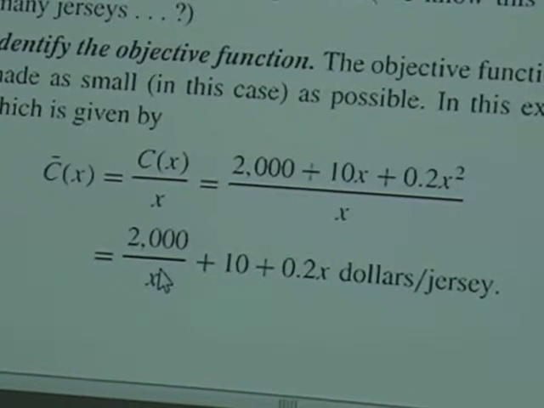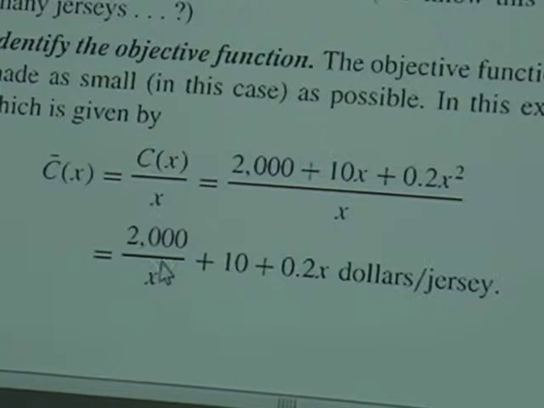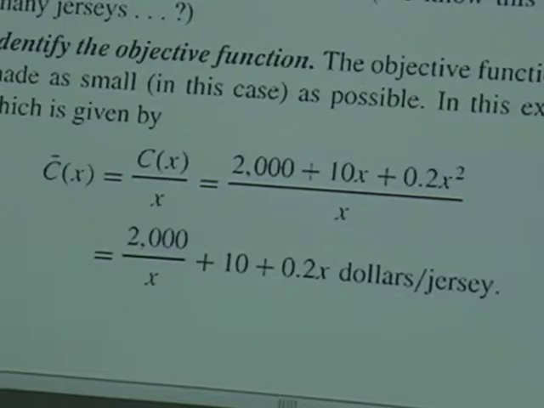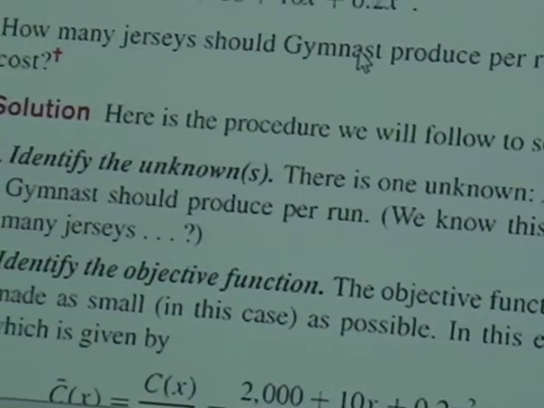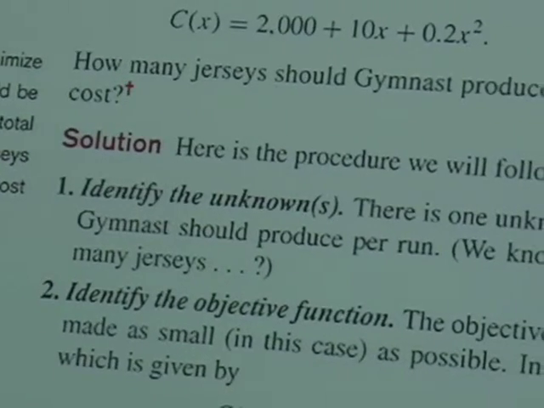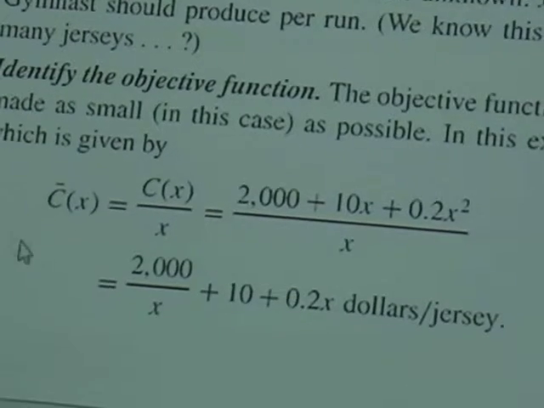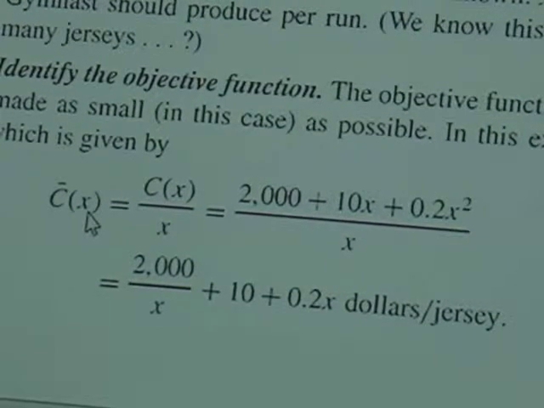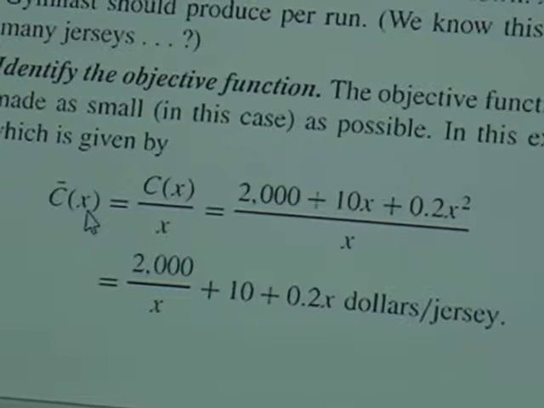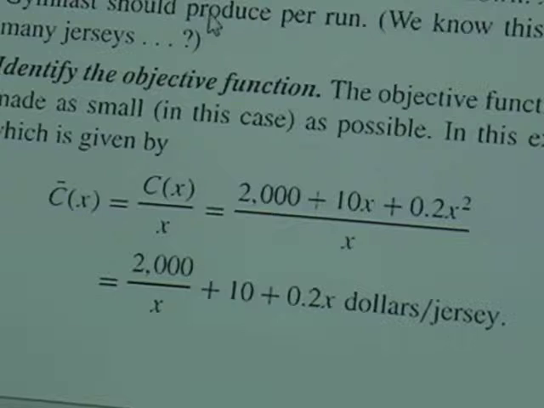Now, what is the goal of this problem again? The goal is how many jerseys should they produce to minimize the average cost. So we want to work on the average cost function. We want to analyze the average cost function. Now we have the average cost function, so we can try to work on it. So let's see how they do that.